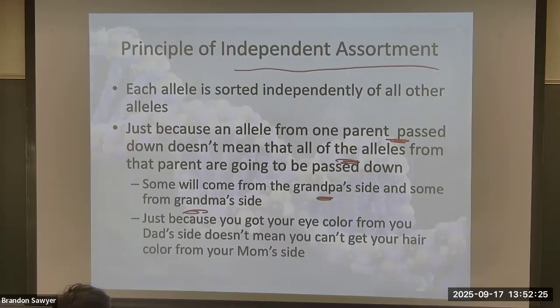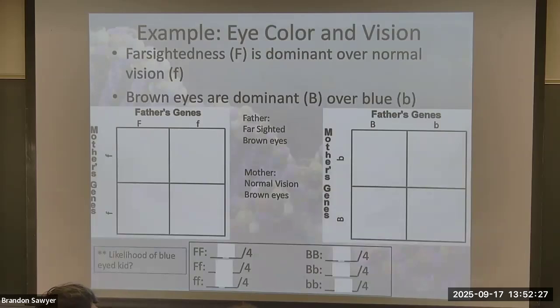Okay, so some examples of this would be here. Here we'll look at 2 separate traits, both related to the eyes, right? One being eye color and the other one being vision. Brown eyes are dominant, and so brown eyes are expressed with a capital B over blue eyes, which would be recessive. Blue eyes are really just lacking that protein that gives the eyes their color. And then farsightedness is dominant over normal vision, being recessive.